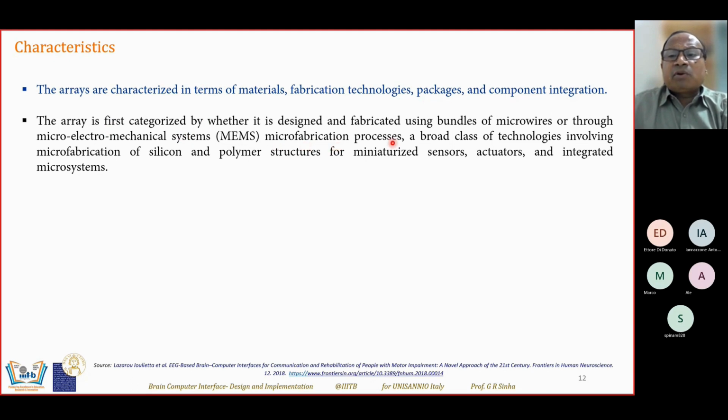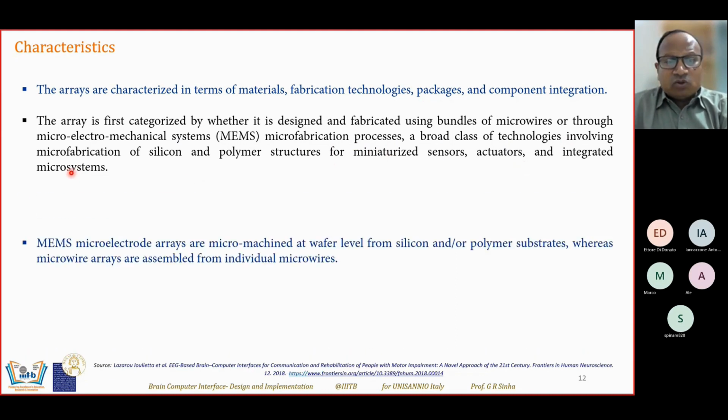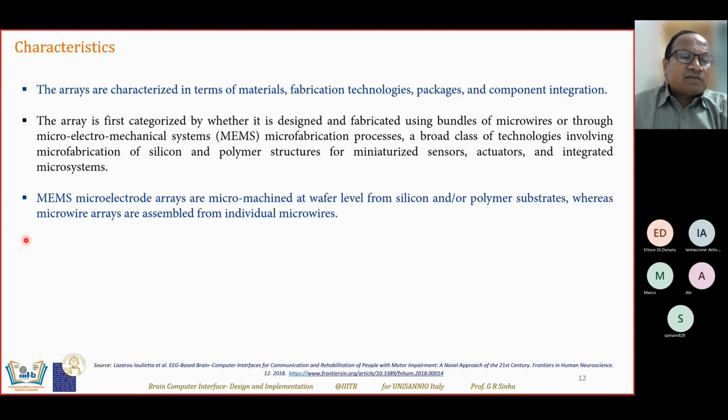Microfabrication processes are a broad class of technologies that involve microfabrication of silicon and polymer structures for, as I was telling, miniaturized sensors, actuators, and integrated micro subsystems. So the MEMS microelectrode arrays, those based on MEMS technology, are micromachined wafers. As I was telling you, a wafer is nothing but a very thin IC, integrated circuit kind of thing, from silicon and/or polymer substrates, whereas microwire arrays are assembled from individual microwires.